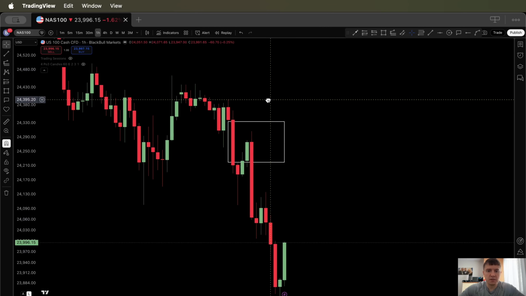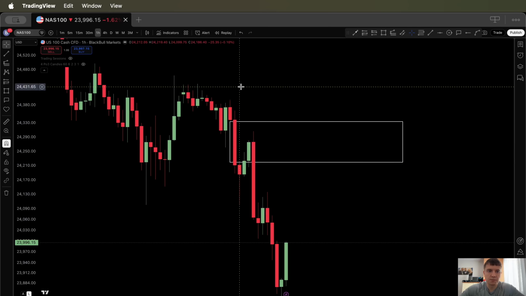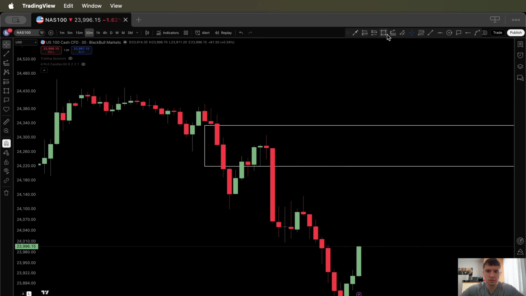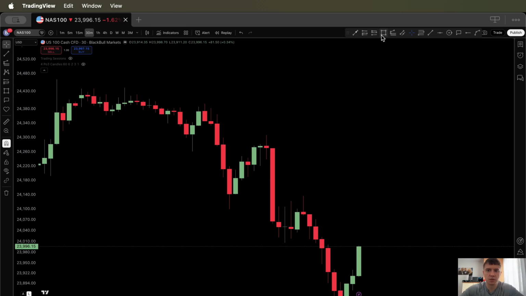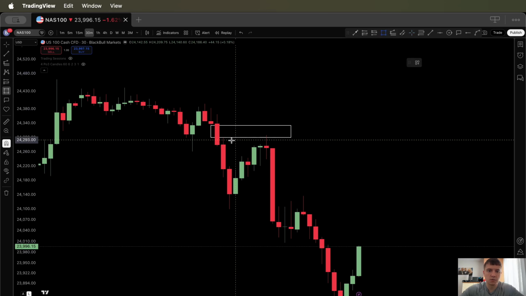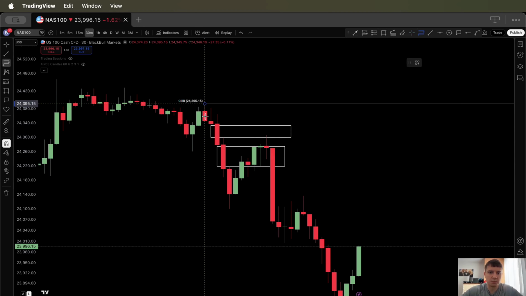And the main thing for me to consider was this right here, this hourly gap. If you go into 30 minutes, you'll see that we have two more gaps, you see? So now we have a gap here and another gap right here.